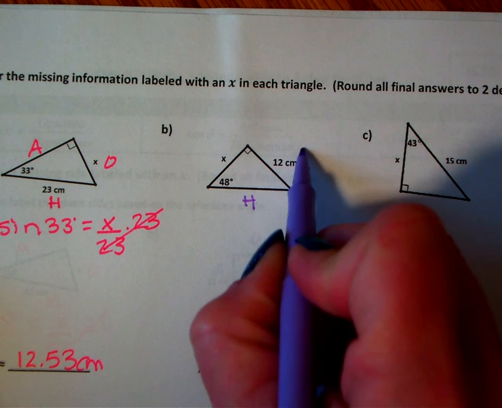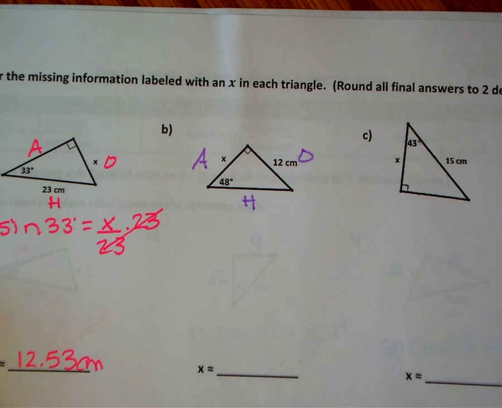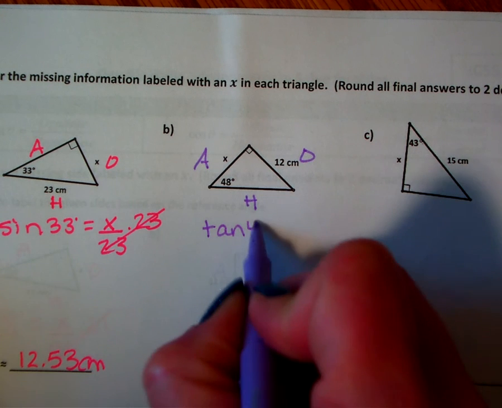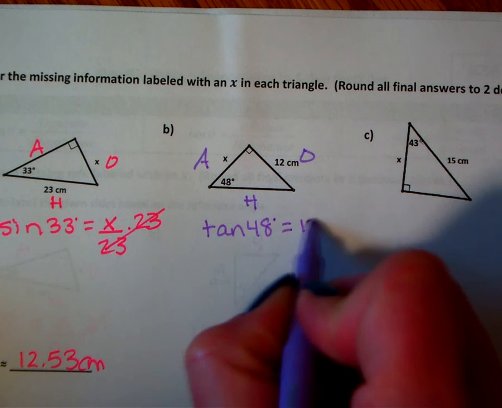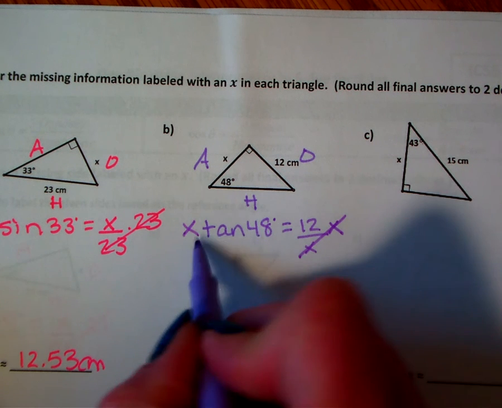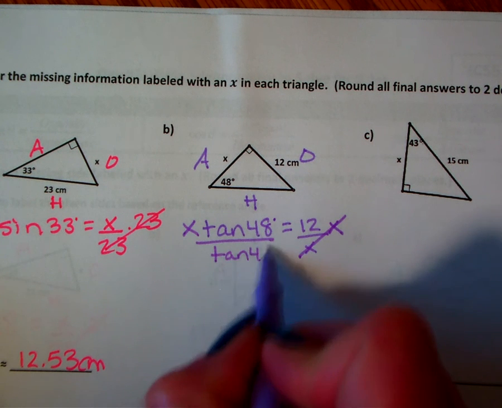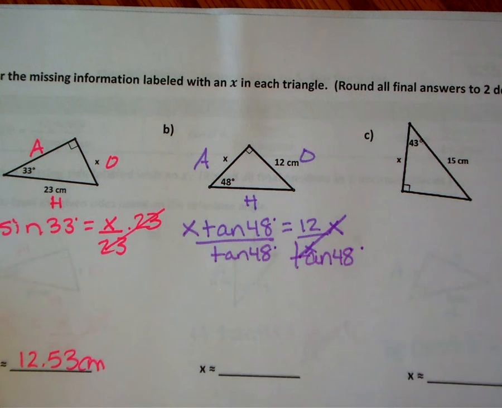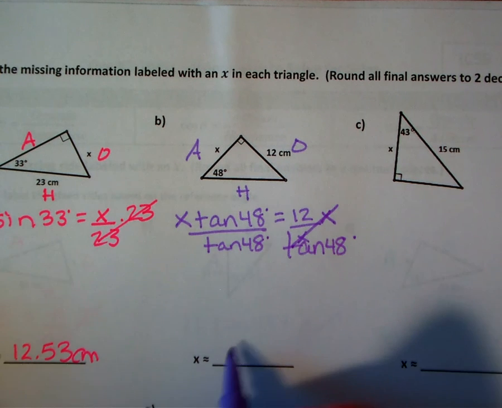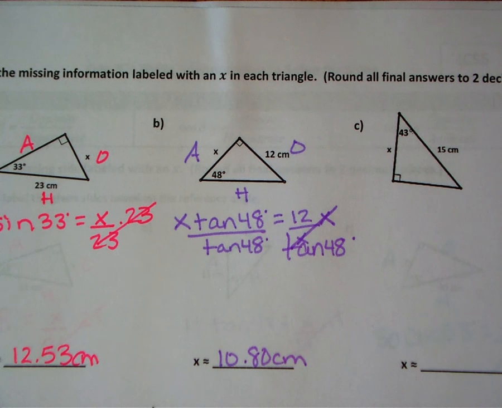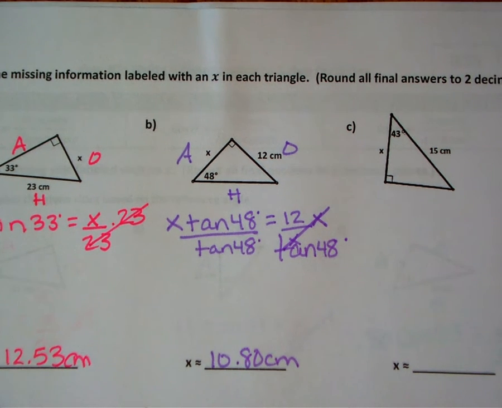Hypotenuse here, from 48, that's my opposite and adjacent. The only one that doesn't use the hypotenuse is tangent, so tangent of 48 degrees is equal to 12 over x. So I'm going to have to multiply both sides by x here, and then divide by tangent of 48 to get x alone. Okay, and doing that gives me 10.80 centimeters. No, you wouldn't have to have the 0. It's just since it's set at the hundredth, I include the 0.